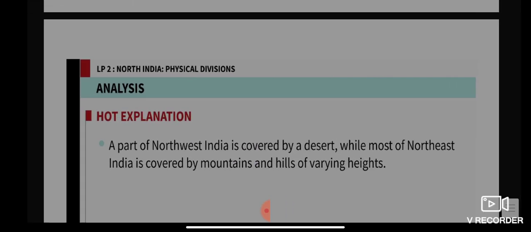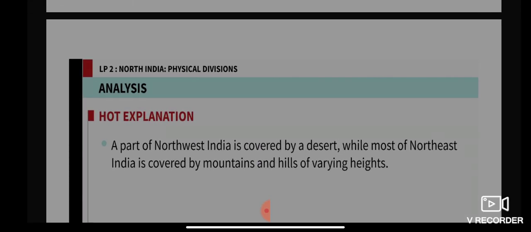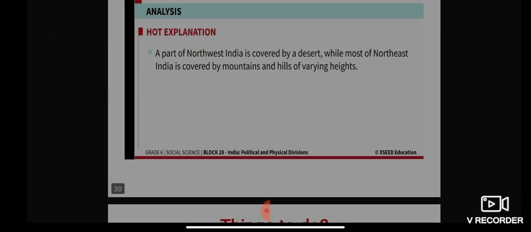So if you observe the physical map, you'll find that a part of northwest India, like Rajasthan and Gujarat, is covered by a desert called the Thar Desert. While most of northeast India is covered by mountains and hills of varying height. In northeastern India, almost all of the places are covered by mountains and hills of various height, whereas northwest India is covered by desert. So that's it.